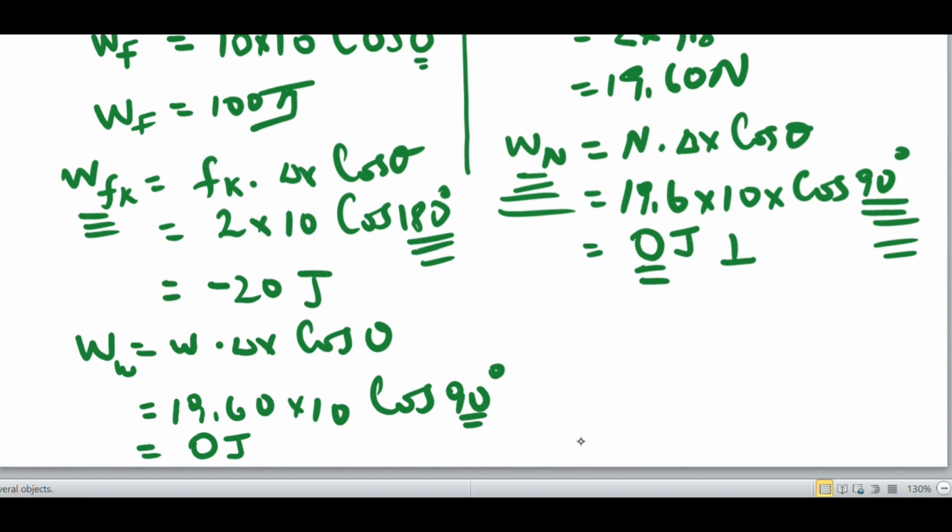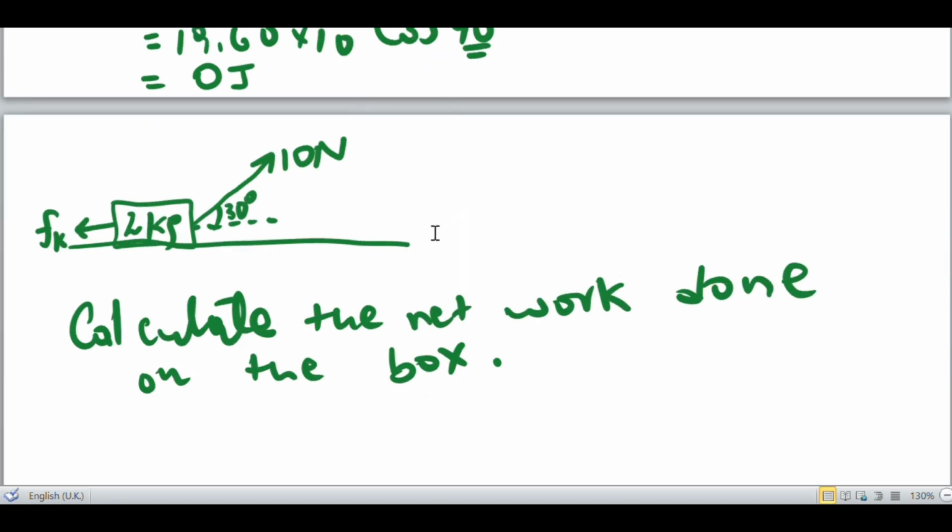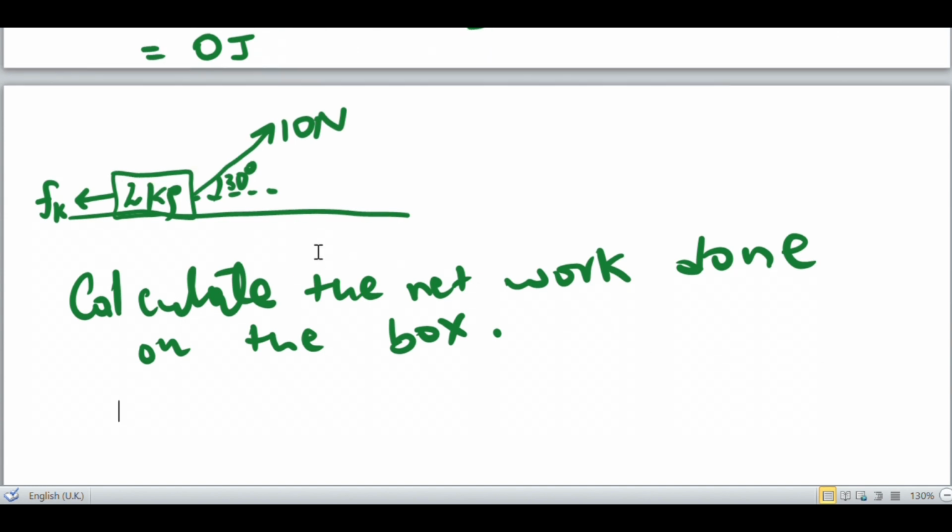Now let's check for another example. So this question says calculate the net work done on the box. Now the 10 kg is at an angle, right? So the first thing that you need to do is to draw a free body diagram. So we already have the frictional force and the force applied. So there is always the weight, then we have the normal force. Remember, the normal force is always perpendicular to the surface.